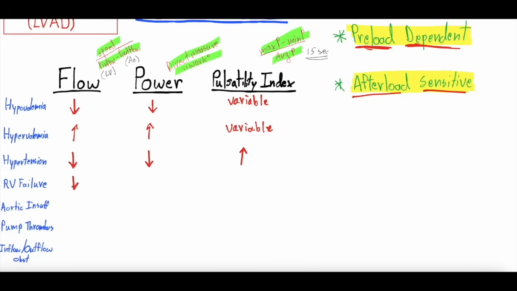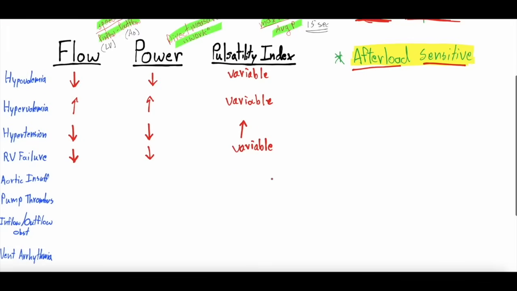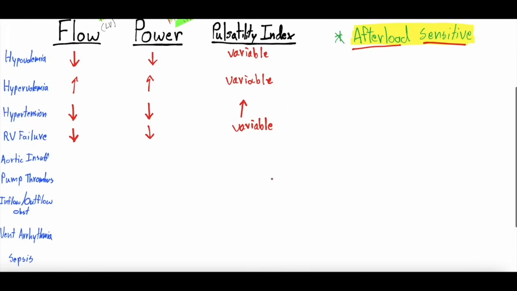The flow is going to be low because you have less ventricular preload, and the power is going to be low, right? These follow each other. Pulsatility index, as with many things, is variable. Maybe we'll do a whole separate video on pulsatility index just because there's a lot of complexity there. All right, so if we're going to continue on with this, I'm going to scroll down a little bit to pull them all in here.